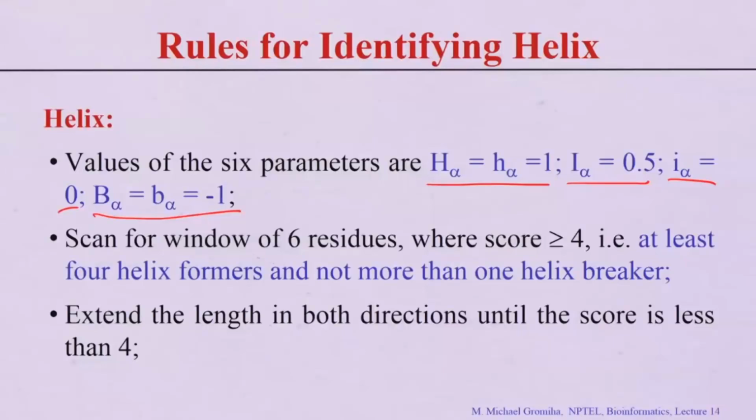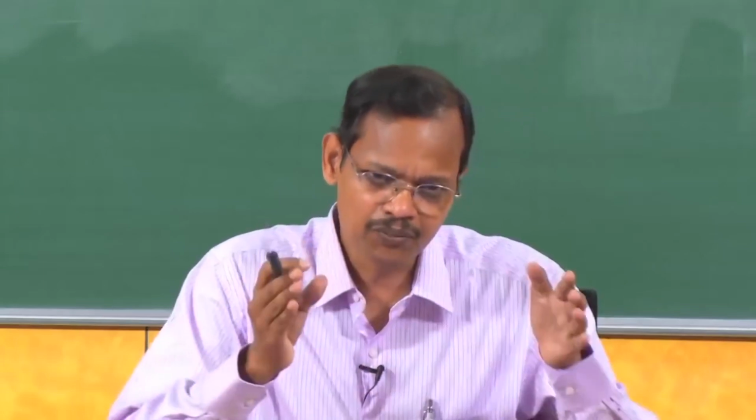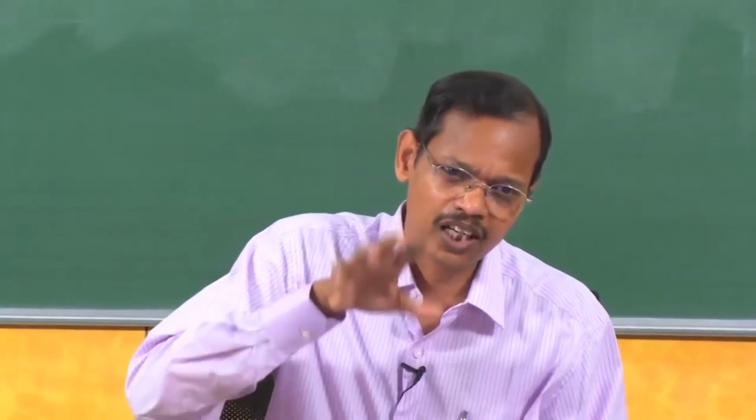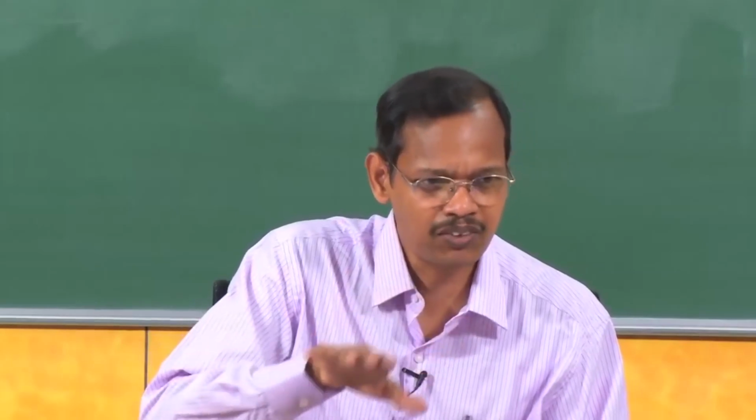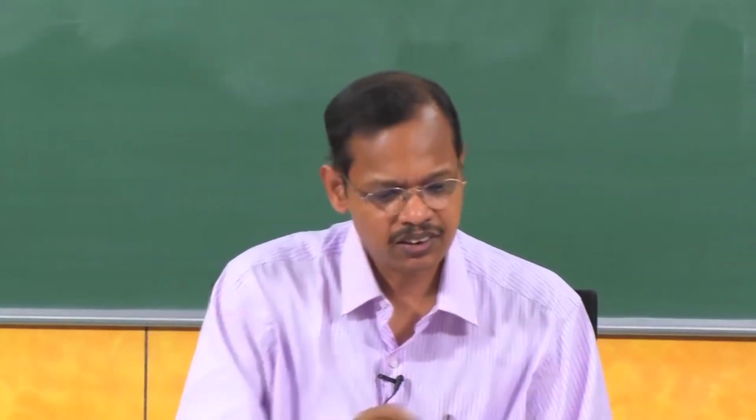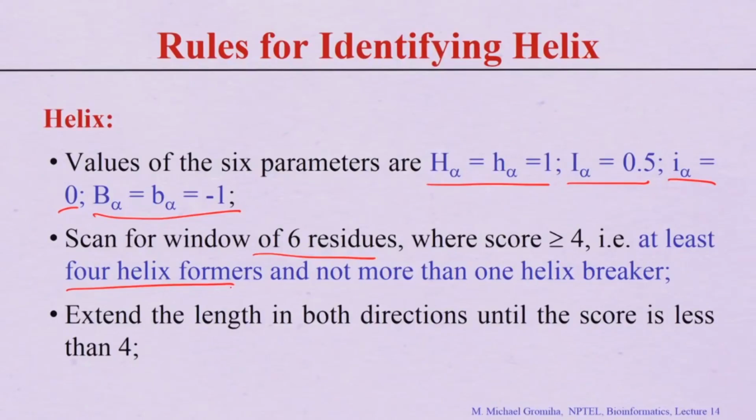Then you take a window of 6 residues, because alpha helix is longer than the beta strands, right. So take the minimum 6 residues and you can extend it. The idea is that if you take any segment, this segment has highly preferred residues for alpha helix and fewer low preferred residues. So, at least 4 helix formers, and there should not be more than 1 helix breaker. With this assumption they put a score of more than 4. In this case they will have a high tendency to have at least 4 helix formers, because we take the value of 1, and not more than 1 helix breaker, right. In this case you can have a score of 4.